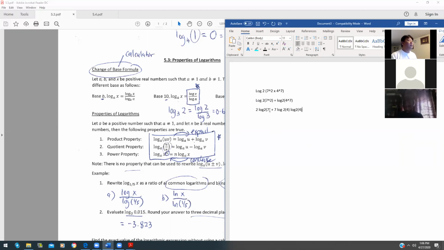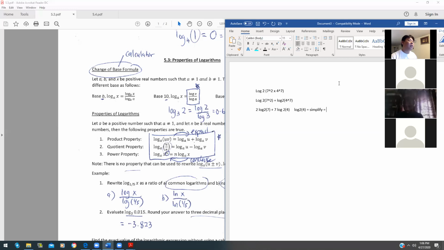We cannot reduce log 2 7, but we can reduce log 2 4. So can someone tell me here why we can reduce or simplify log 2 4 but not log 2 7? This is very important. This is your test. You will get this kind of question in the test. Why can we reduce log 2 4 but not log 2 7? Anyone know why? Because they don't cancel out.